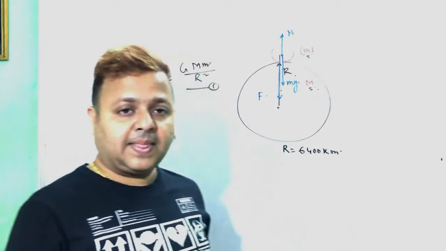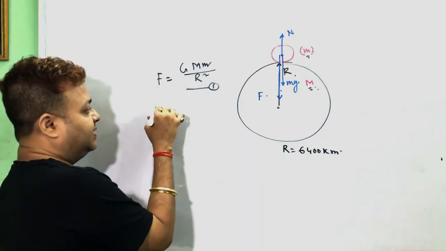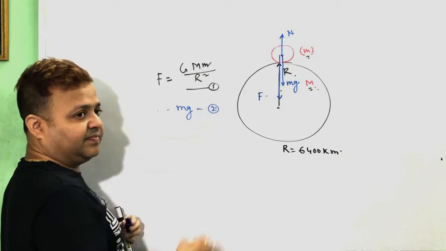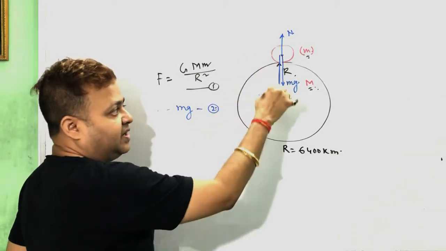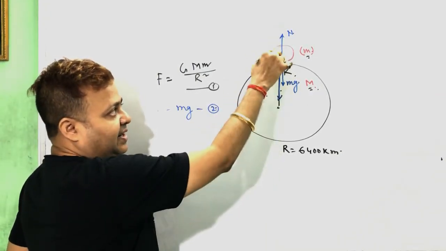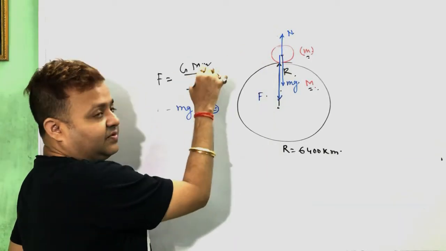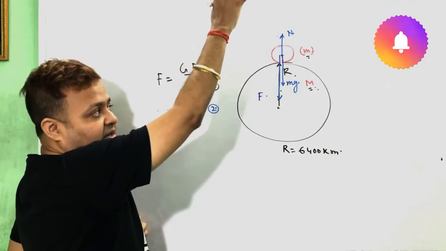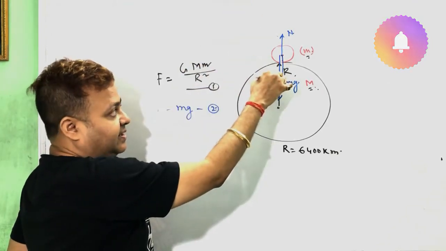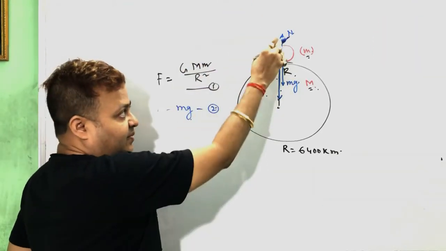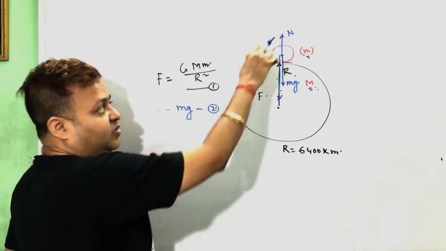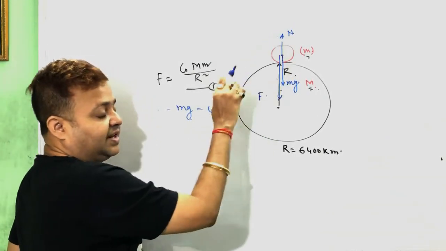So here the normal reaction is equal to the weight of the body, mg. These two forces are equal and opposite. If the normal reaction is greater than the gravitational force, then the body moves upward. If the gravitational force is greater than the normal reaction, then the body moves downward. In the equilibrium condition, these two forces, upward force and downward force, are equal.